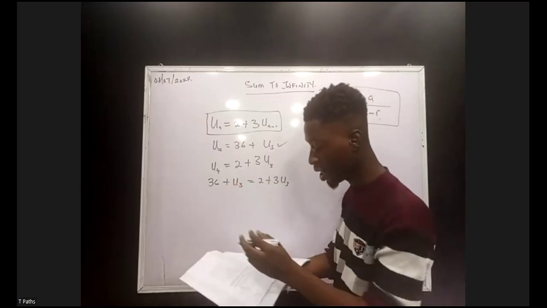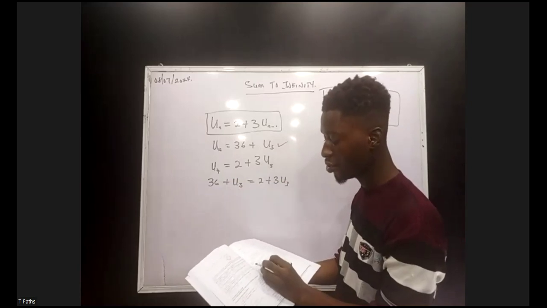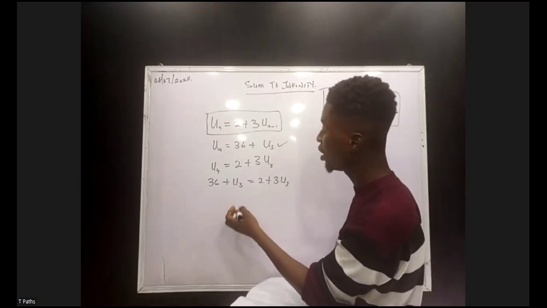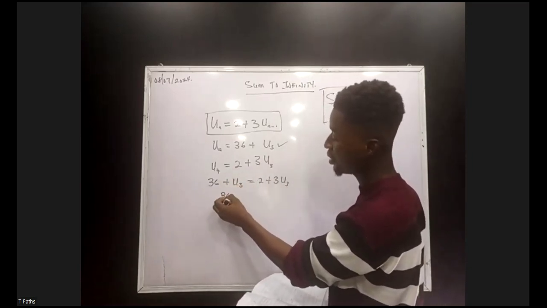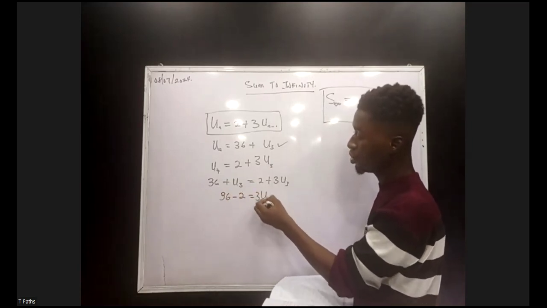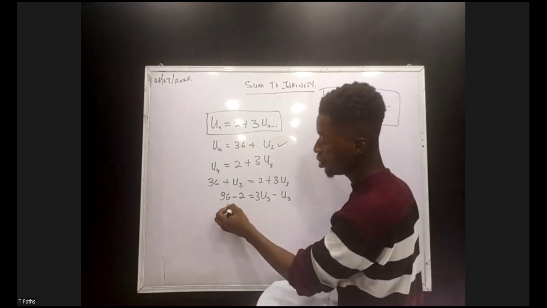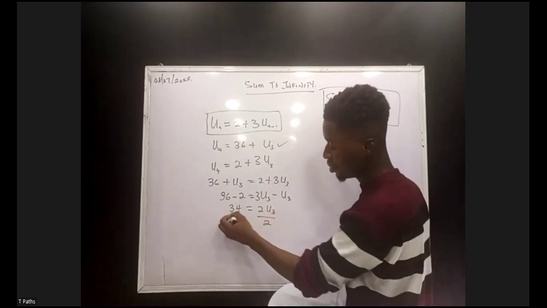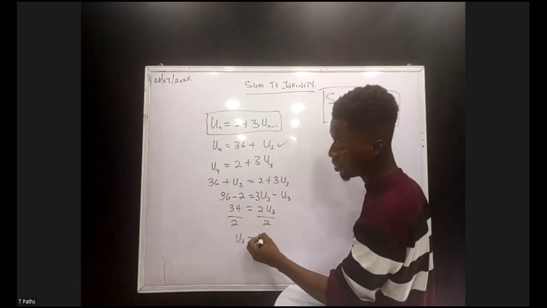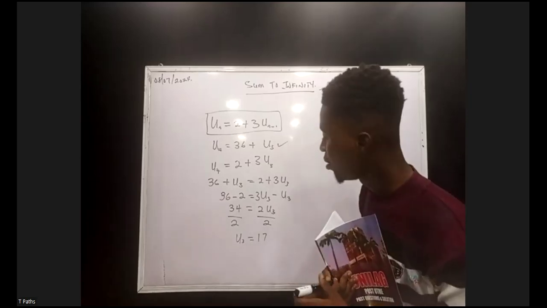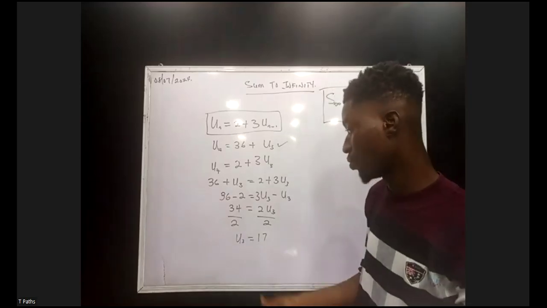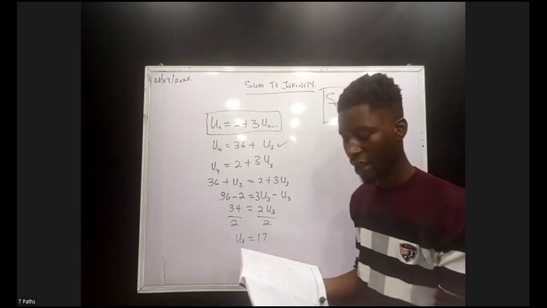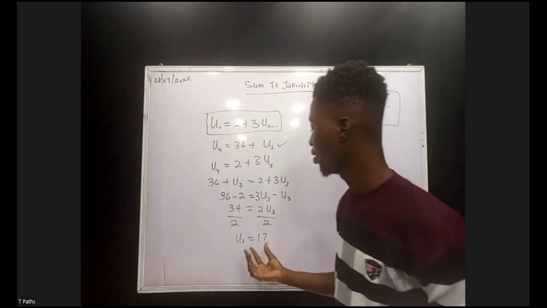Now let's equate it to get the third term. Mind you, the question is asking us to find the third term of this sequence, which is u3. So collecting like terms, I have 36 minus 2 equals 3u3 minus u3. This gives me 34 equals 2u3. I divide both sides by 2, so I have u3 to be 17. That tells me the third term of this sequence is equal to 17. So the answer is option C, which is 17. That's the answer.